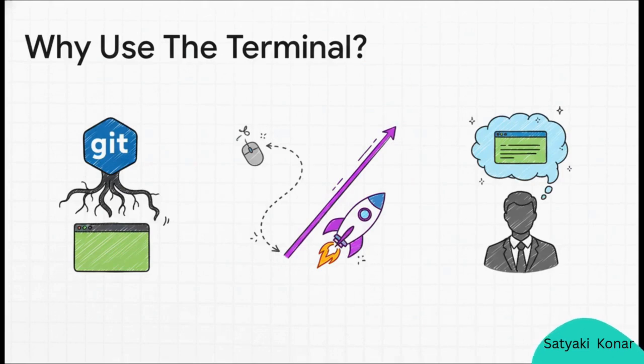First, you have to understand that Git was born and raised on the command line. That is its home turf where all of its real power lives. Second, yeah, it takes a little bit to learn, but once you do, it is so much faster and more powerful. You can do complex things with one line of text that would take ages of clicking. And finally, this is how the pros work. Learning the command line is a massive step towards thinking and working just like a professional developer.